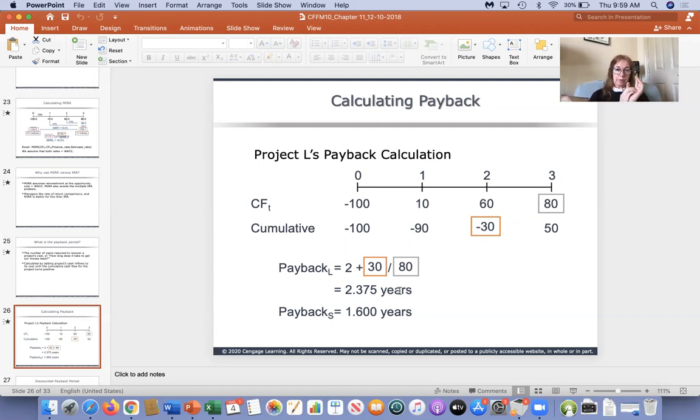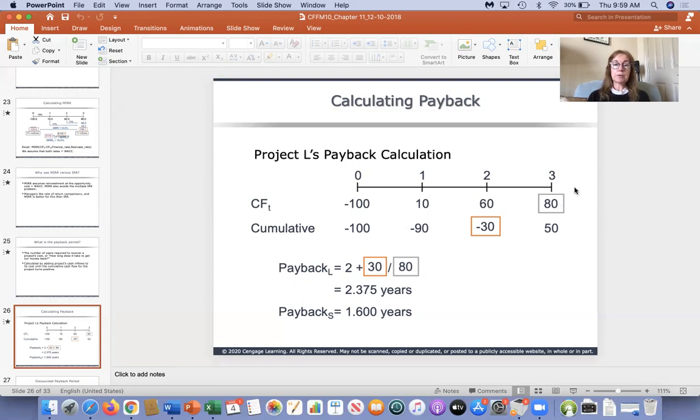Now, if we were going to try to pick one or the other, if they're mutually exclusive, just going by the payback method, we should pick Project S because you recoup your investment in 1.6 years. But here's the problem. One of the problems with the payback method, it ignores the cash flows after the payback, after you recoup your investment.